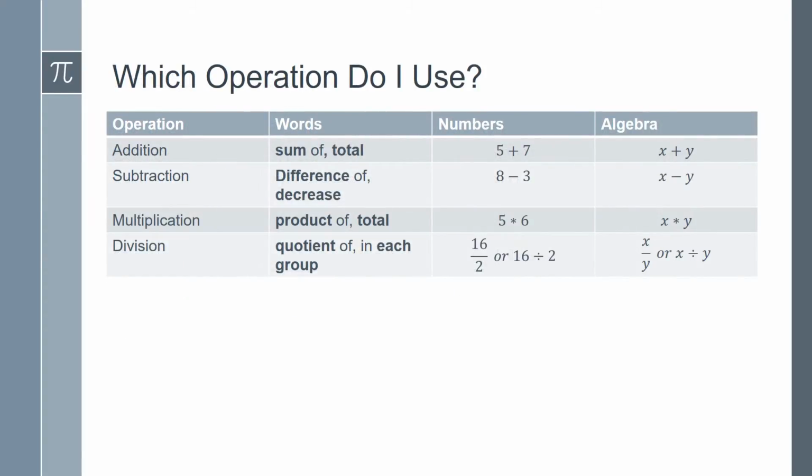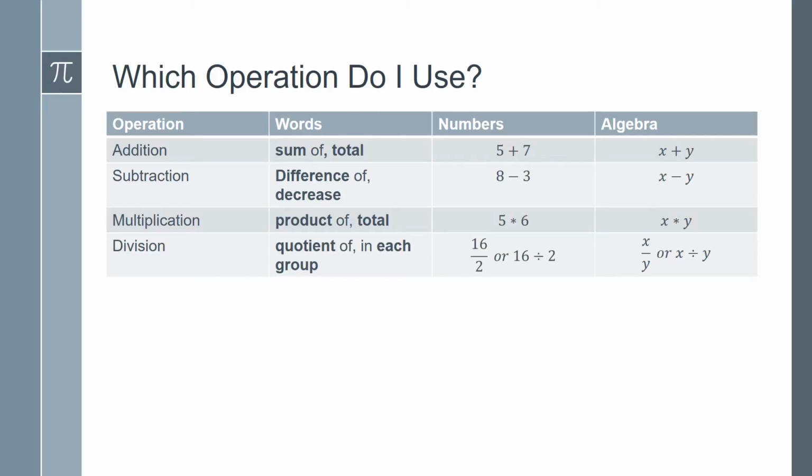Let's start by taking a look at some of the key words and phrases that will help us translate word problems into equations. If we are looking at addition, we might see the words the sum of or total. We might write this as 5 plus 7 or x plus y. If we see the words difference of or decrease, these indicate subtraction, so we might see 8 minus 3 or x minus y.